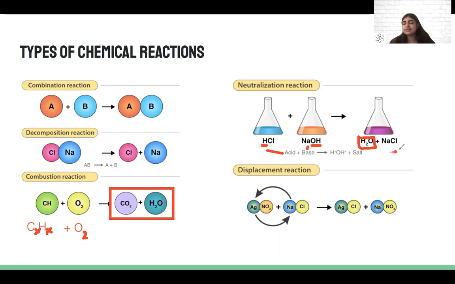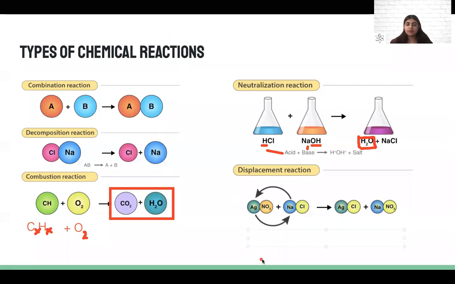The salt is actually, in this case, table salt, but that's just because we use HCl and NaOH, although this salt doesn't have to be sodium chloride. It can be another type of salt. This is just table salt, but there's many different types of salt out there. And then the last type is a displacement reaction, which is when kind of things switch places.